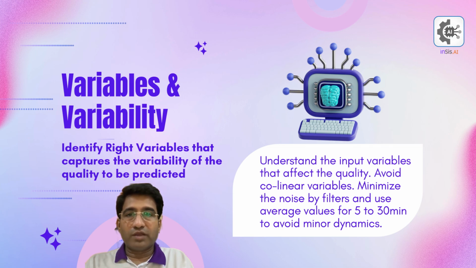Then what is variability? The variability in the product quality has to be captured fully when you select the list of variables. If you take variables which are collinear, probably you may not capture all the variability. So select variables which are not related, or you can say fairly independent, which can capture most of the variability in the product quality.